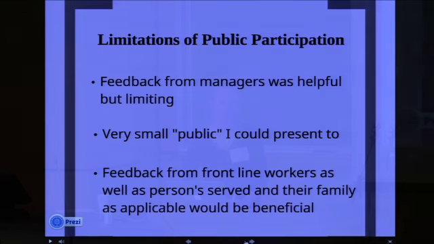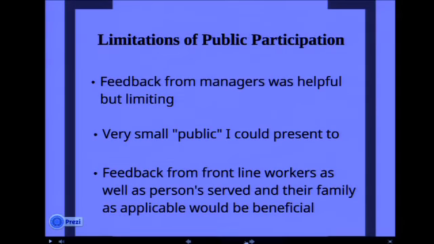The only limitation of that was it was only managers that were giving me feedback, which is a very small public. Feedback from frontline workers or family members or even the residents themselves would give me a much better understanding, but due to time and resources, it wasn't possible.